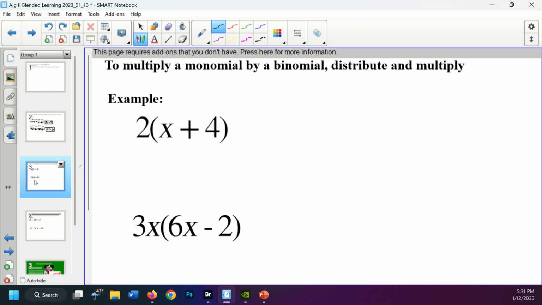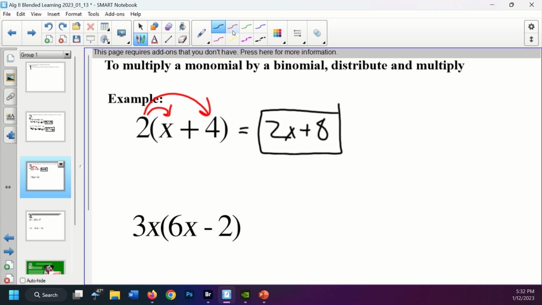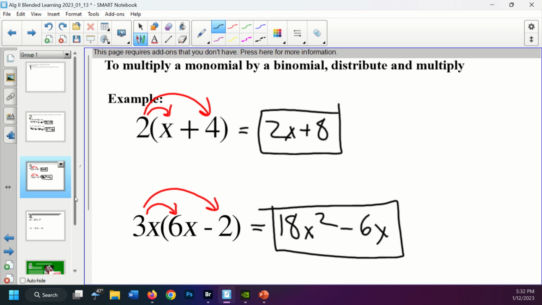Okay, if you are asked to multiply a binomial, you're going to use the distributive property, and then you're just going to multiply. So in this first case, I'm just going to distribute that 2 to those first two terms. 2 times x is 2x, and then 2 times 4 is 8. Put a box around that, and we are finished. Similarly, we will take this 3x, and we will distribute it to both of those two terms. So 3x times 6x will be 18x squared, and then 3x times negative 2 will be negative 6x. Put a box around that, and we are finished.